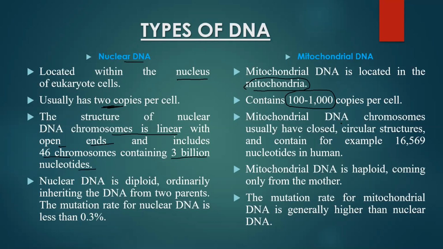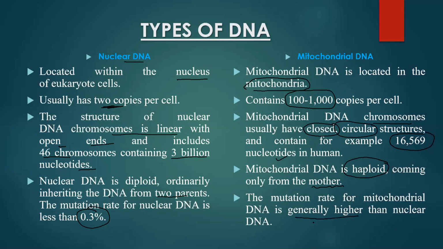In the mitochondria, the chromosomes are usually closed. They are circular structures and contain, for example, 16,569 nucleotides in humans. Nuclear DNA is diploid, ordinarily inheriting DNA from both parents, and the mutation rate is very low, around 0.3%. The mitochondrial DNA is haploid and comes only from the mother. The mutation rate is comparatively higher than the nuclear DNA.